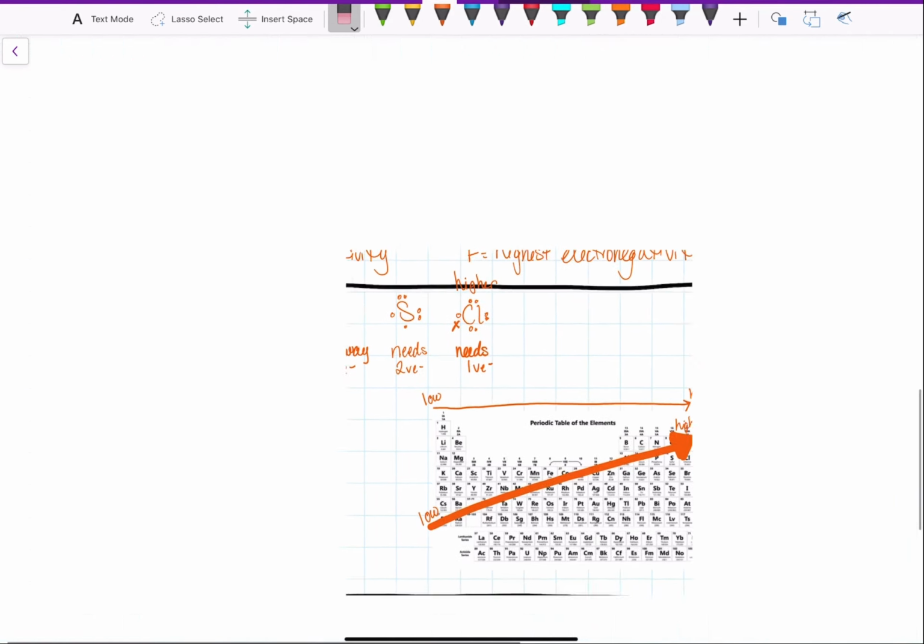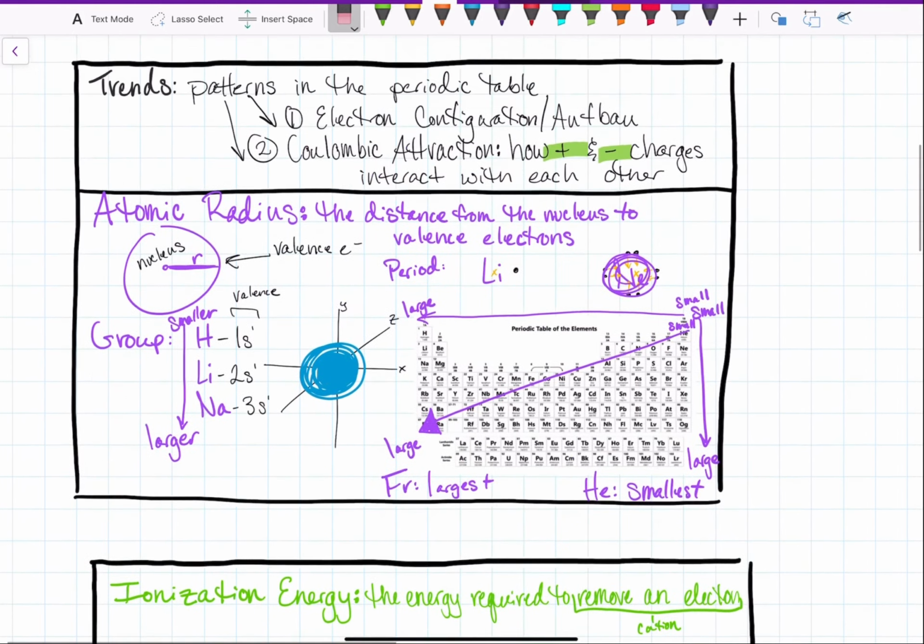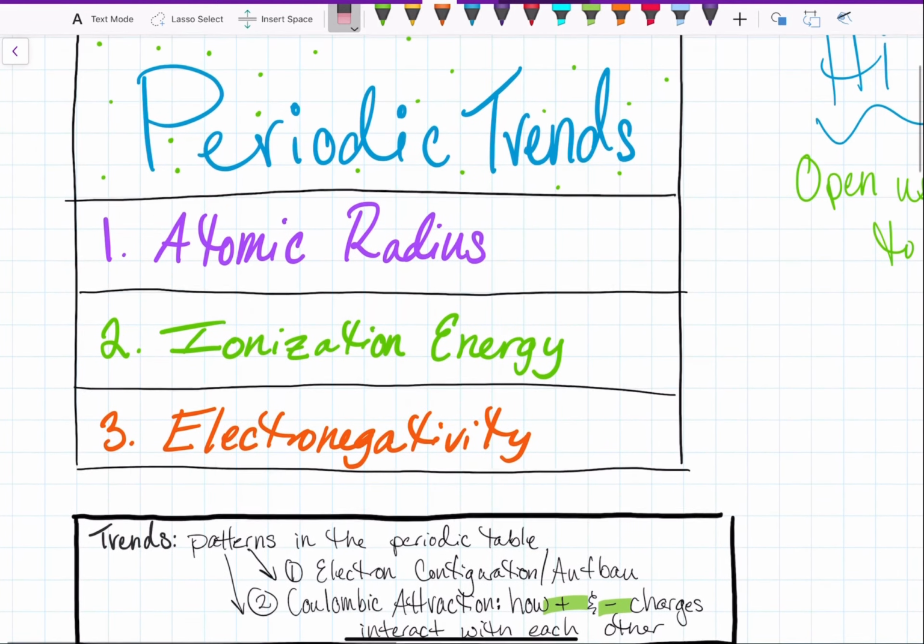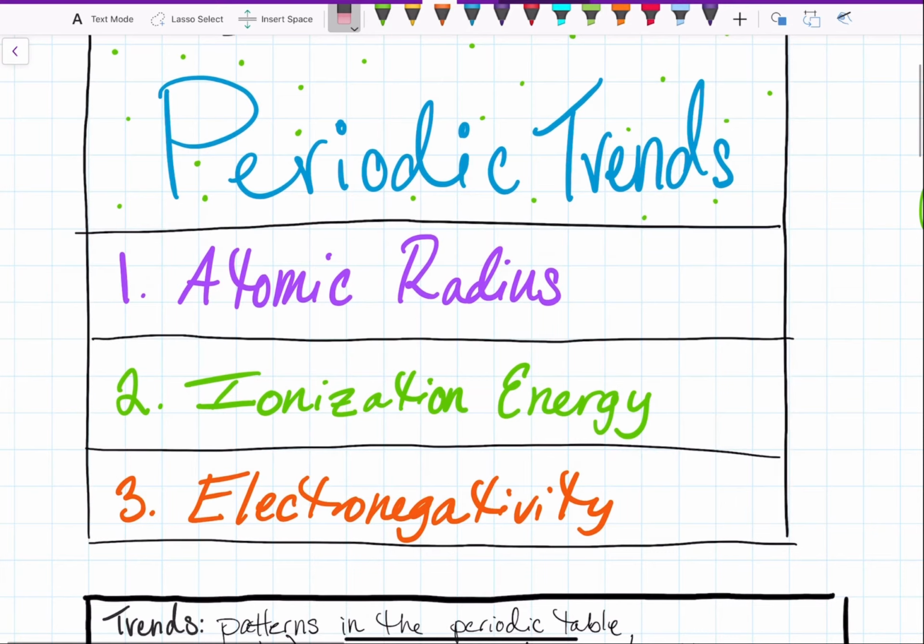Okay, that wraps up all 3 of your periodic trends. So you now know atomic radius, ionization energy, and electronegativity.